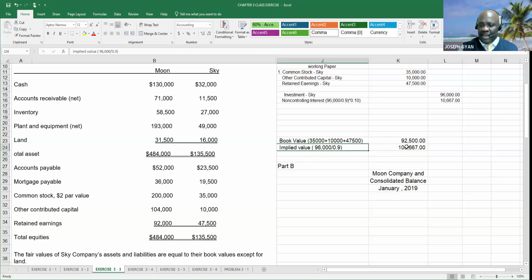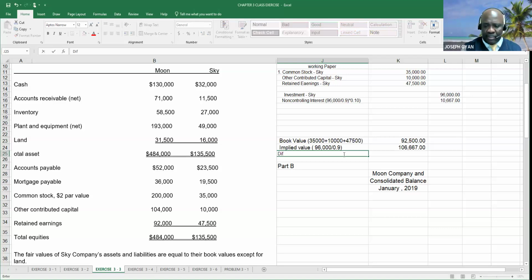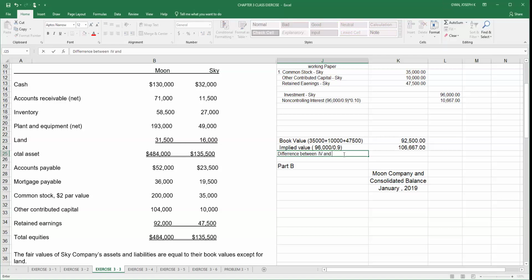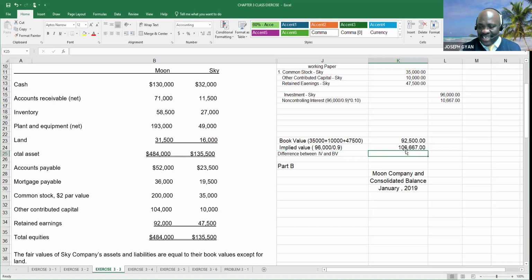So you can see that the implied value is greater than the book value. Therefore, the difference will be created on the debit side, right? So how much is the difference between the implied value and the book value? It's 14,167. Very good. It's working now, Professor. Yeah, it's working now. So we see the difference here will become the 14,167, right?